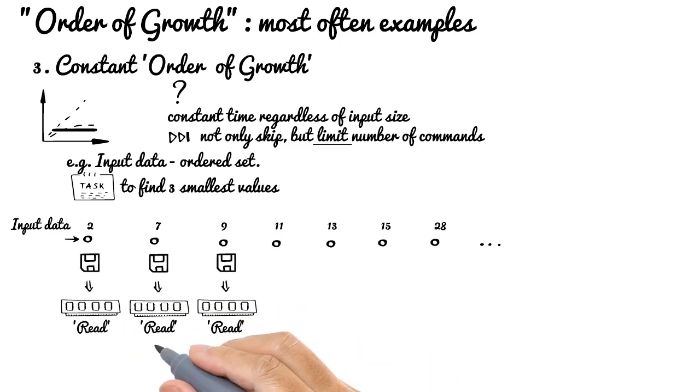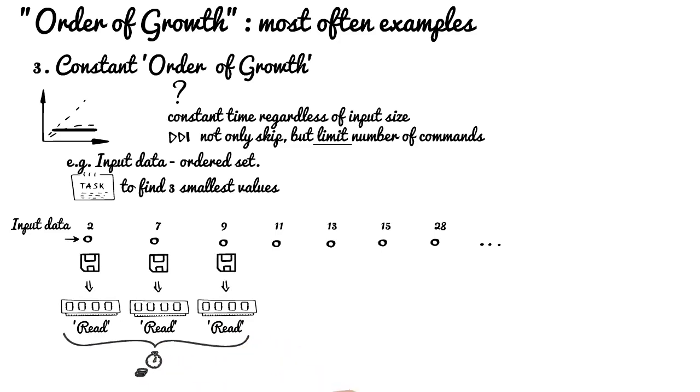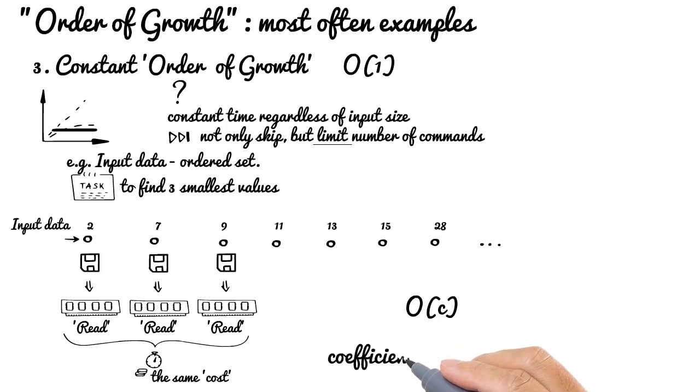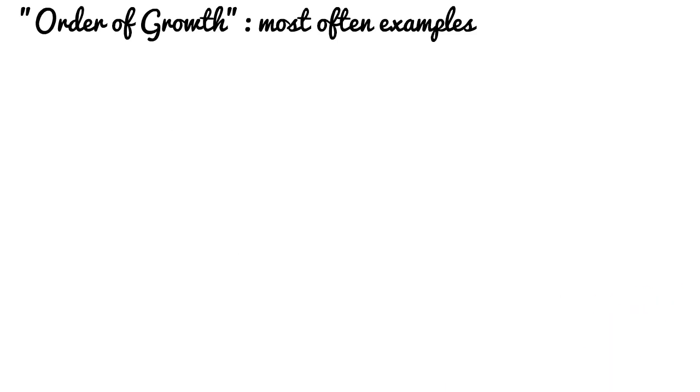Since reading 3 values requires the same specific set of commands regardless of input data size, such an algorithm should take the same, so-called constant time. Of course, a constant algorithm can outperform a logarithmic one on a large set of input data sizes. Big-O notation looks like O of 1 for constant order of growth. It means that the proportion between input data size and runtime is constant. And to remind, we discard the leading coefficient, leaving just one notation to show constant or same time for algorithm execution.